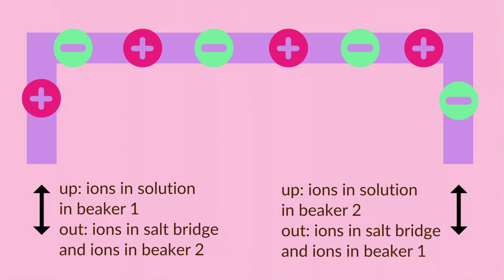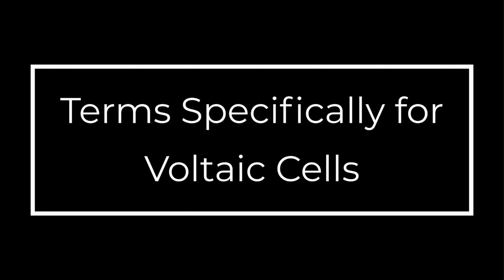The salt bridge does not only work one way. Ions in the solution of the beakers can also move into the salt bridge, and eventually the ions of 3 solutions will mix together in a way where the net charge of the cells is balanced. Now I'll talk about some terms specifically applying to voltaic cells.